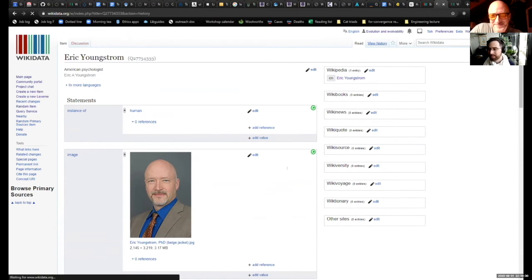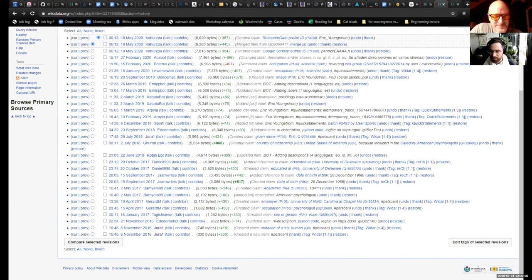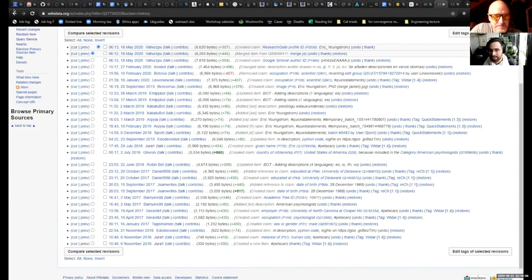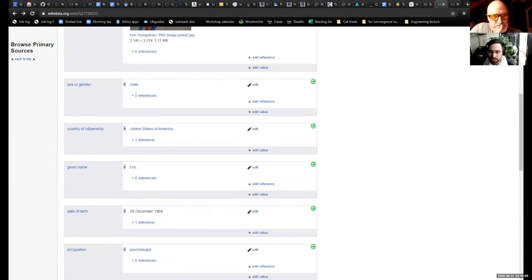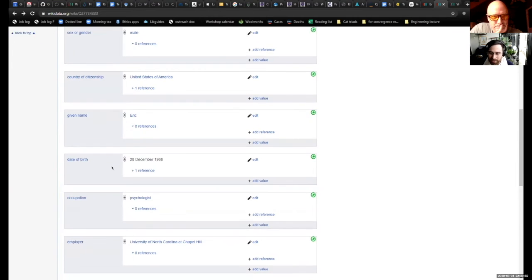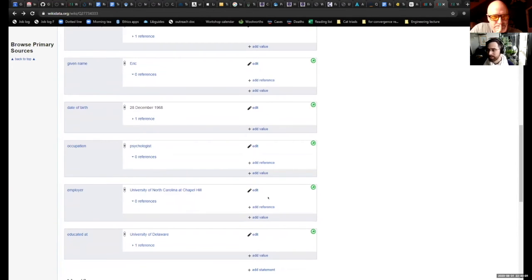So this is the structured data item about you, and you can see the various edits that have been done to this. So again, like on the Wikipedia page, there's going to be the plain text version, but this is the structured information. So the way I pitch this is, this is what a machine intelligence knows about you. Any AI knows this about you. It knows that you have sex or gender male, but that there's no reference for that. It knows your citizenship as United States of America. It knows your occupation as psychologist.